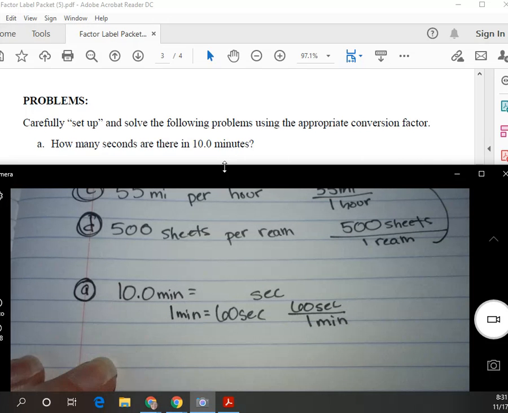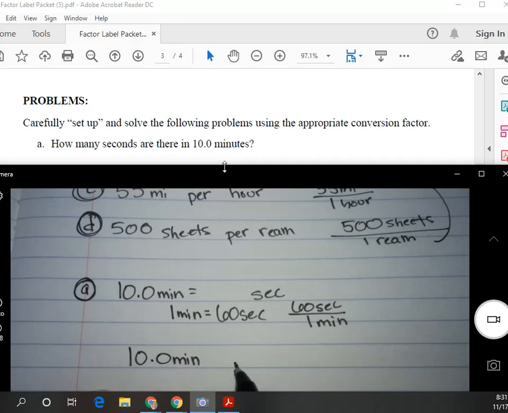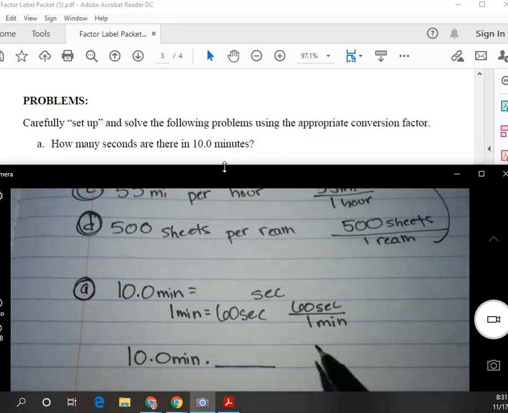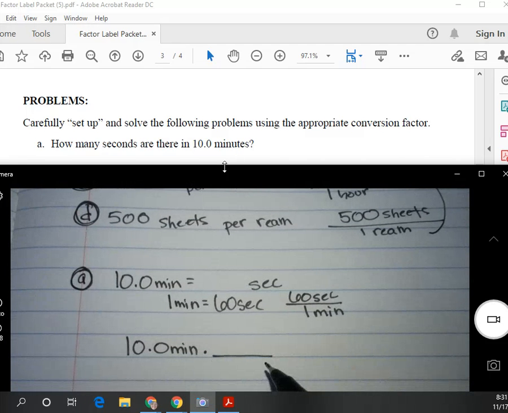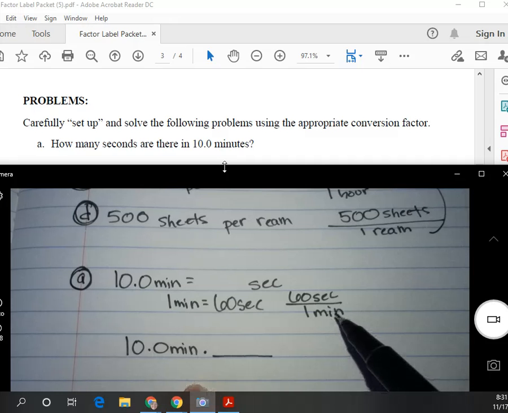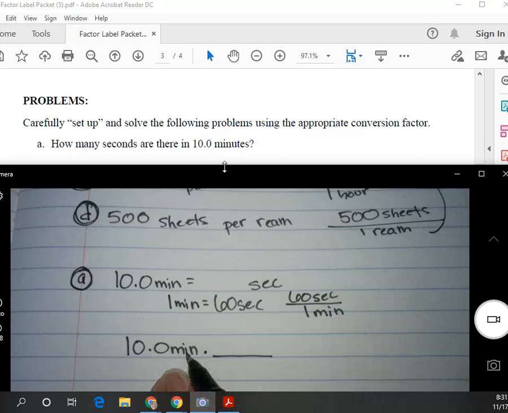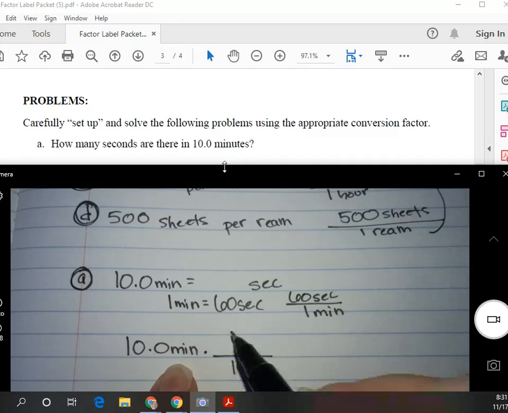Now, I get it. You guys are like, just multiply it. I know. But keep that in your head, because when they get a little bit harder, you're going to be able to use what you already know, because you are smart and you know how to do stuff. We just have to show what we're doing with the units. When I look at my conversion factor, I have minutes is what I'm starting with. So whatever I start with has to go on the bottom of my conversion factor.